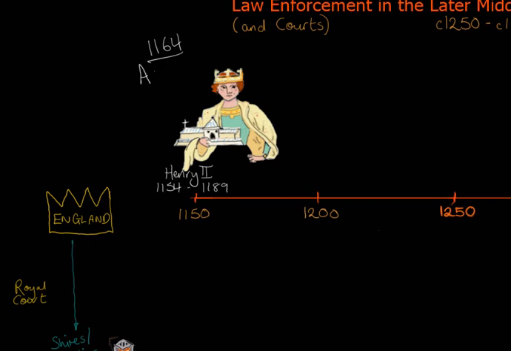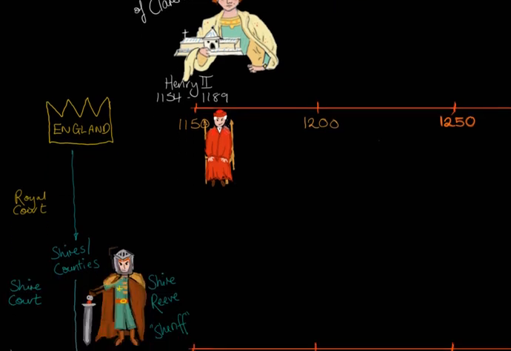And in 1164, he passes something called the Assize of Clarendon. And this involves the creation of royal judges. They're actually called the Justices of Eyre. And these are men that Henry trusts to carry out his decisions.